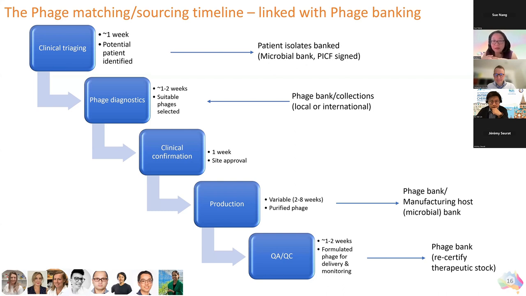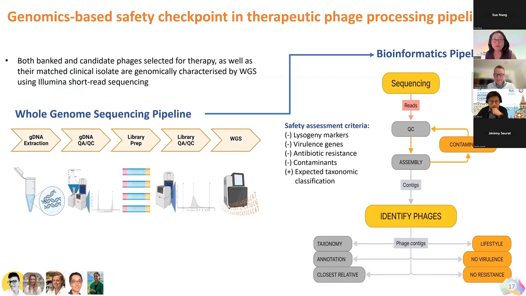All this can be sped up by automation, of course, and having a large collection of phages and bacteria for screening also helps. But I want to emphasize again the importance of genomic characterization and sequencing in order to meet very strict safety and ethical standards for phage therapeutic monitoring. So in our pipeline, we've used the genomics as a safety checkpoint for phage production and processing pipeline. And this pipeline has been successfully implemented to evaluate and report. So we look at safety, purity, quality of these phage stocks.